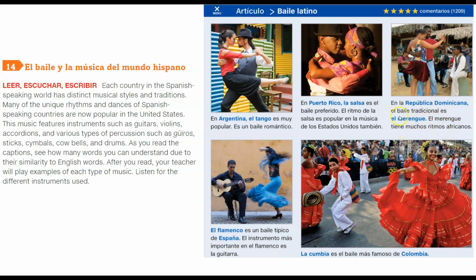In the Dominican Republic, the traditional dance is the merengue. The merengue has many African rhythms.